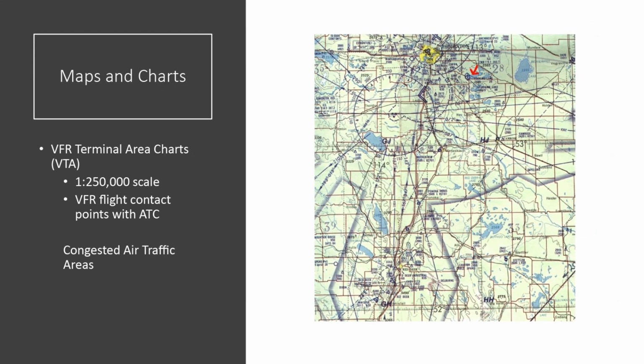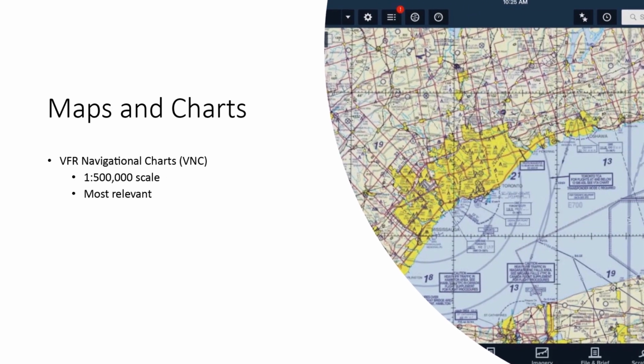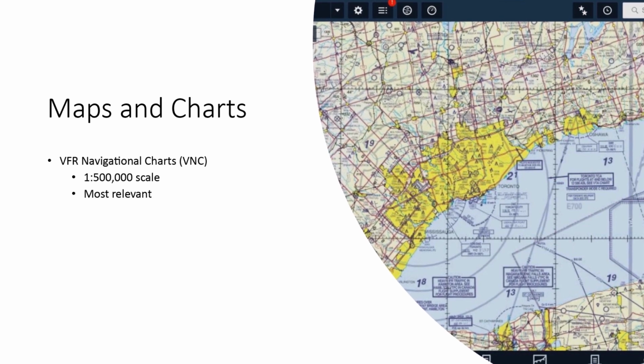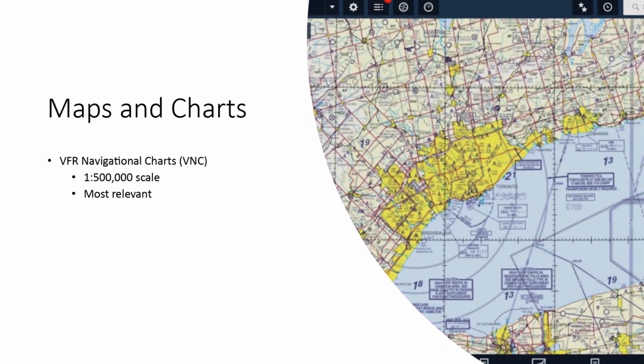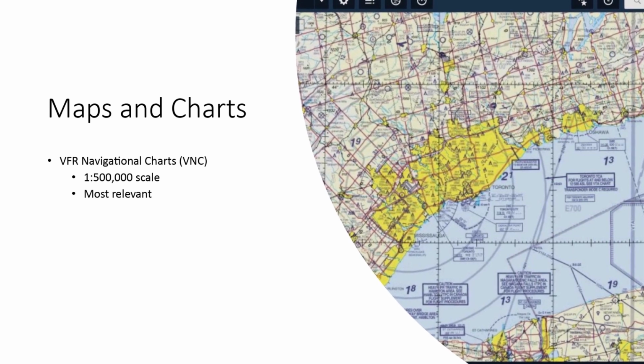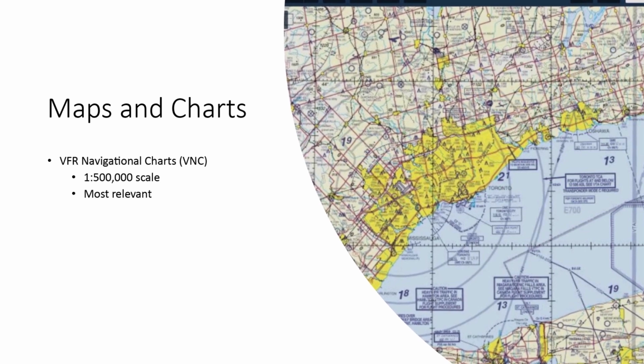So here we have it, an overview of what VTA is. It provides information for areas with congested traffic and covers a much smaller area. The VFR navigational chart provides a much larger scale at 1 to 500,000. But in terms of real-world use, I can advise these maps are only for airspace identification, not for obstacle avoidance.